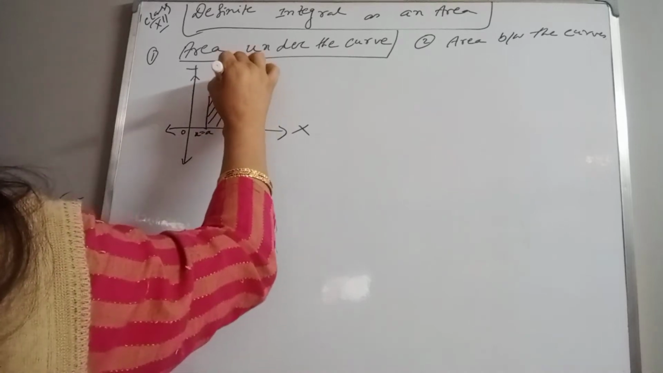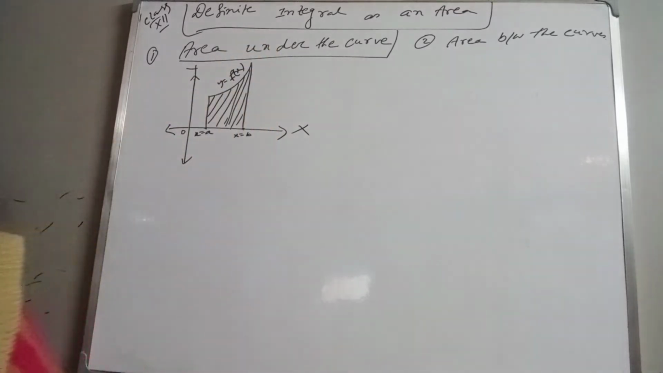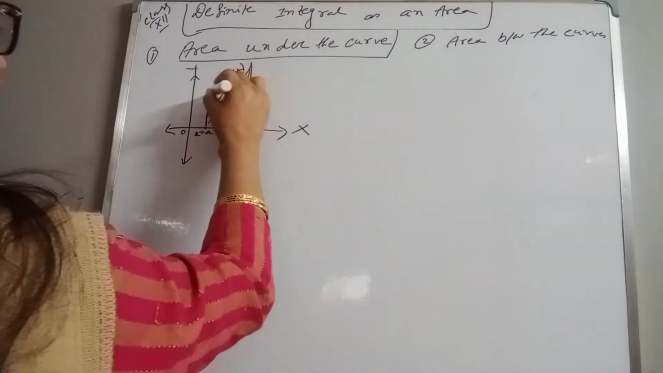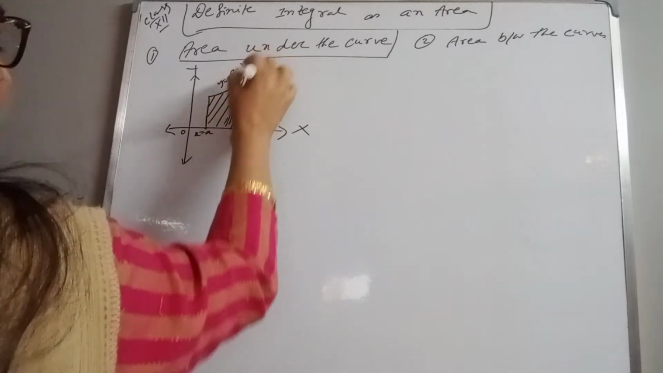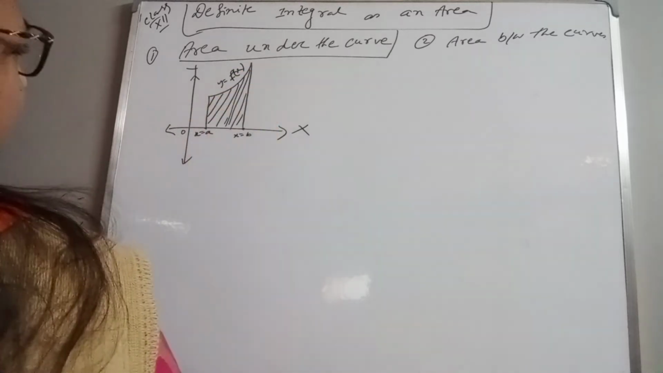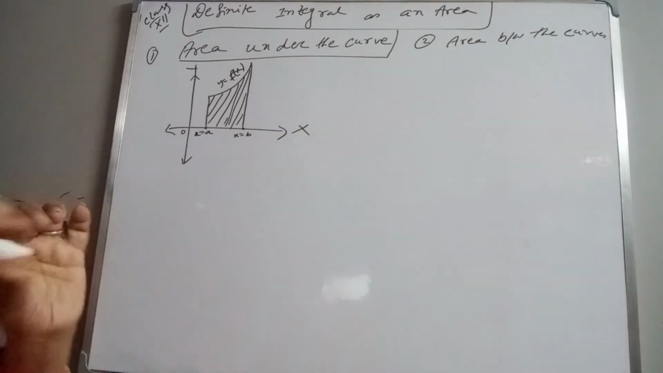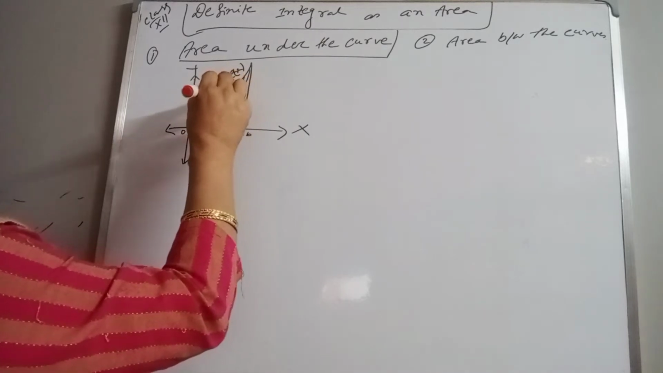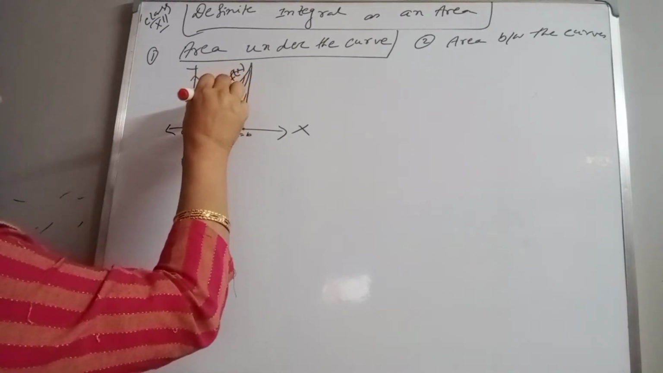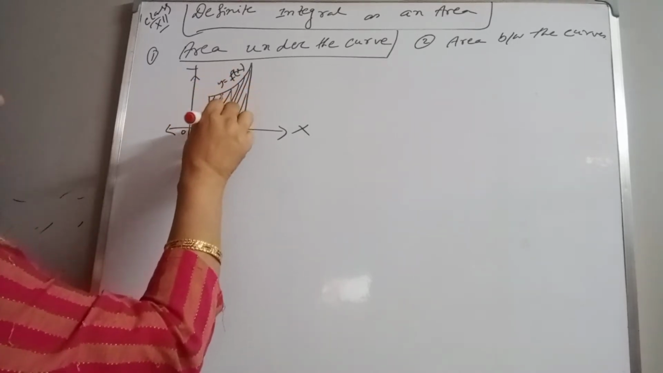This is y is equal to f(x), so y is a function of x. The question is to find the area under this curve and above the x-axis, between the x-axis and the curve. What do we do? Let me draw one strip like this, one single strip.